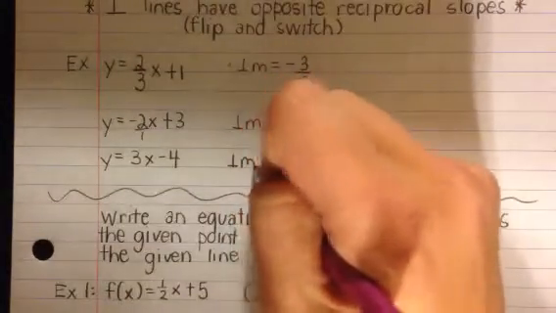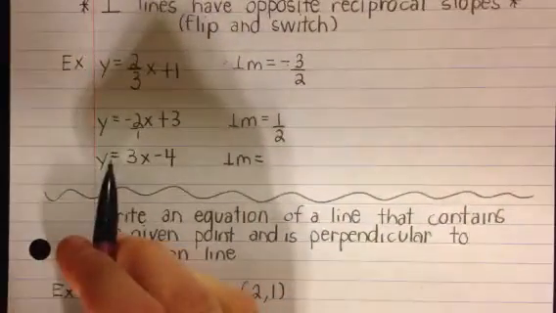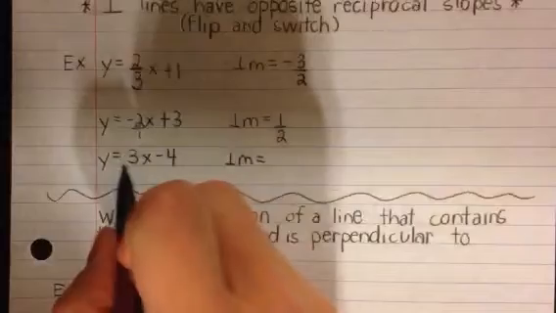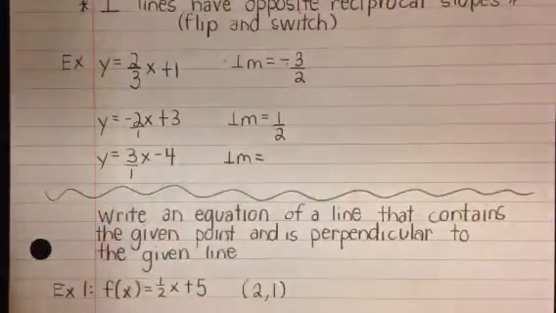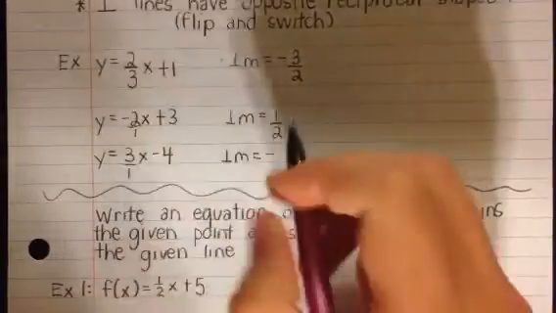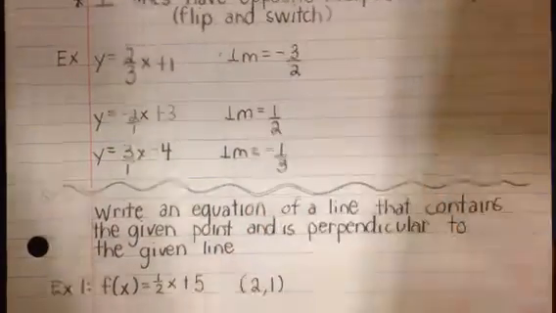Likewise, if you had an equation y equals 3x minus 4, since this slope is 3/1 and it's positive, you would make it negative, and since it's 3/1, you would make it 1/3.